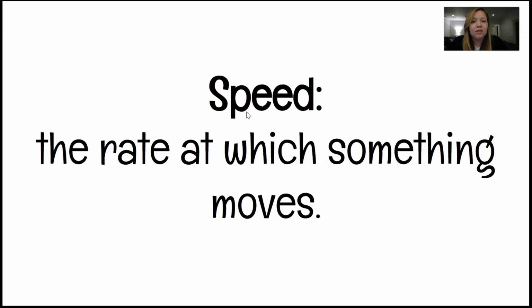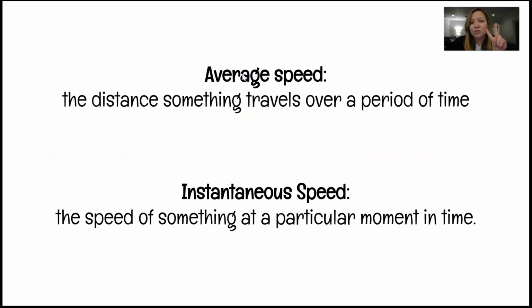You've probably heard it for a very long time, but just to clarify, there are two kinds of speed. There's average speed and instantaneous speed. Average speed is the distance something travels over a period of time. An object could be traveling for a long time and have different speeds during that time, but the average speed is it over the whole block of time.